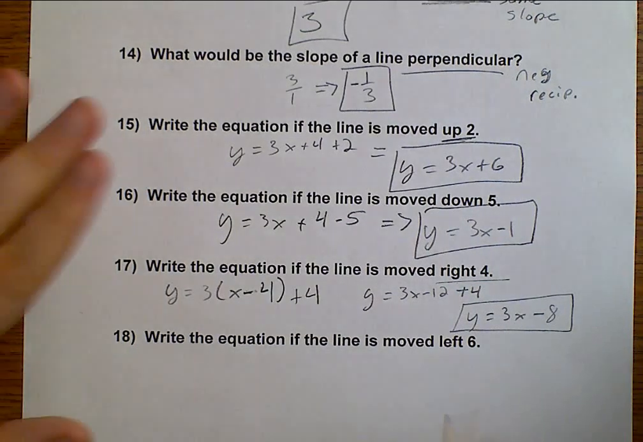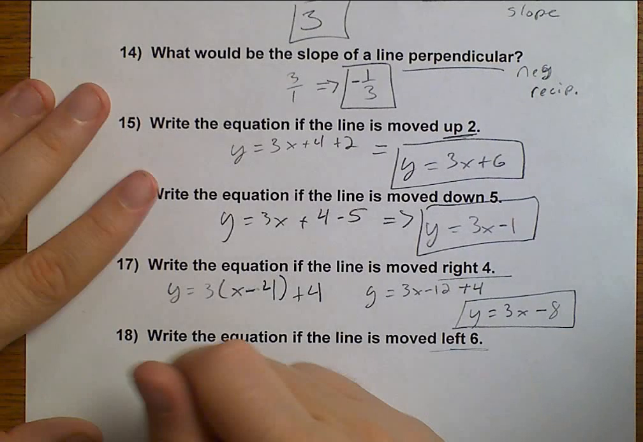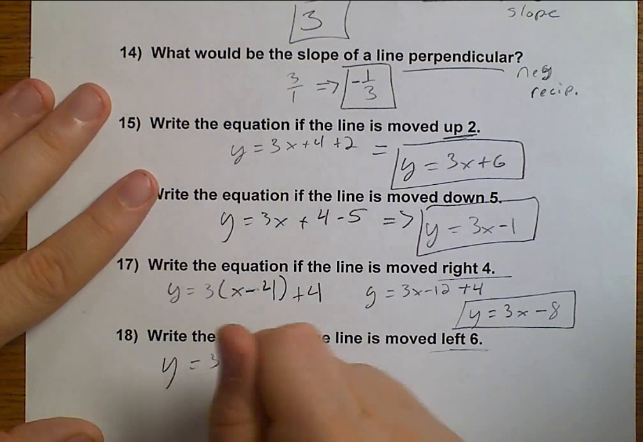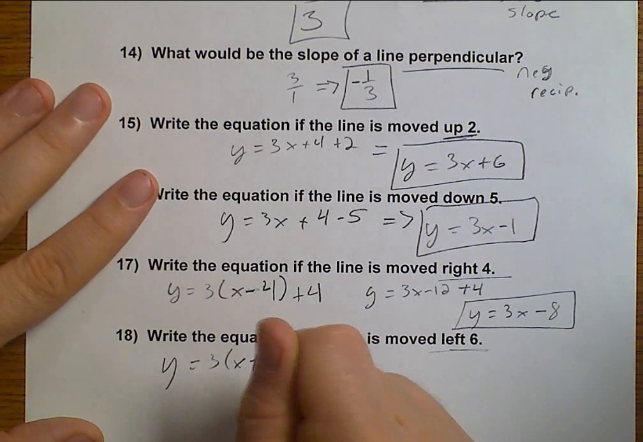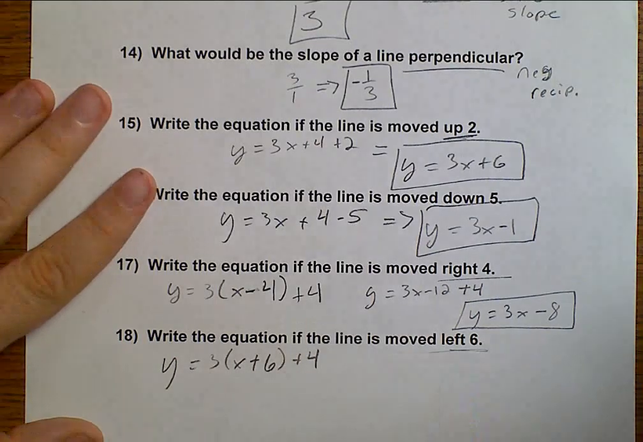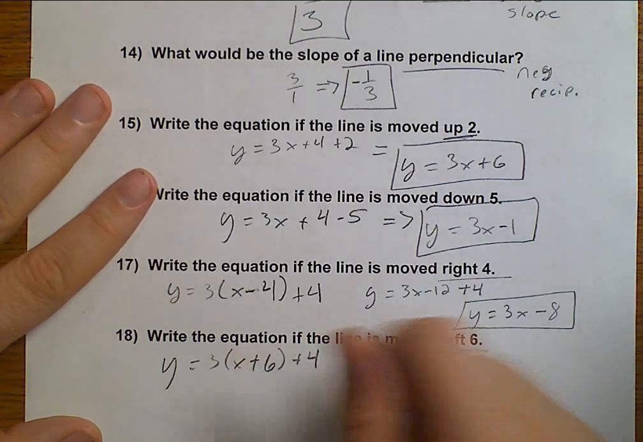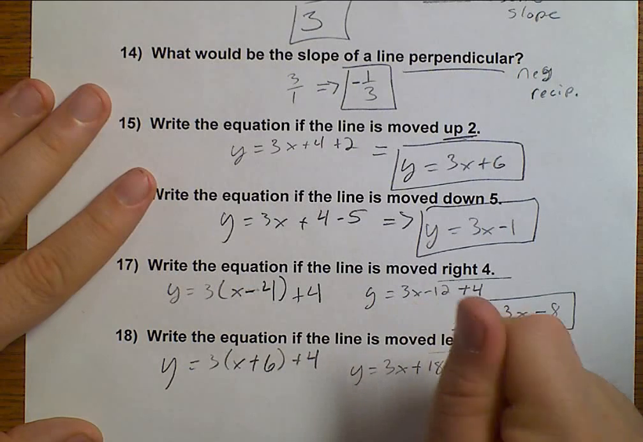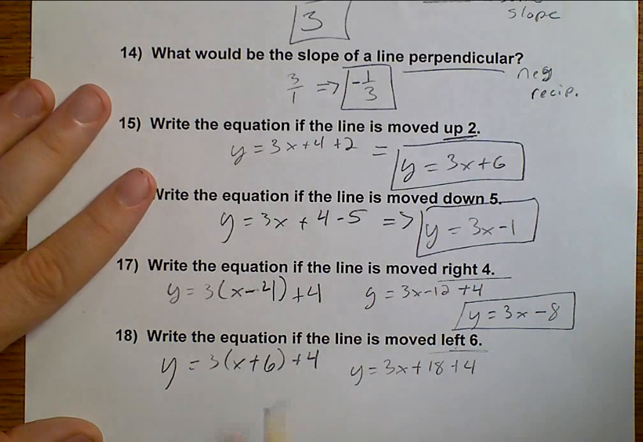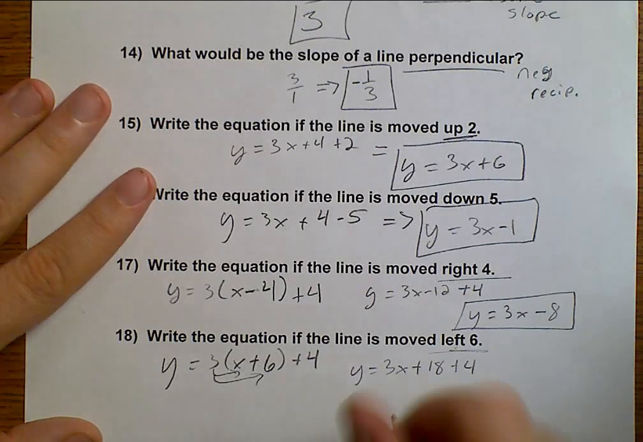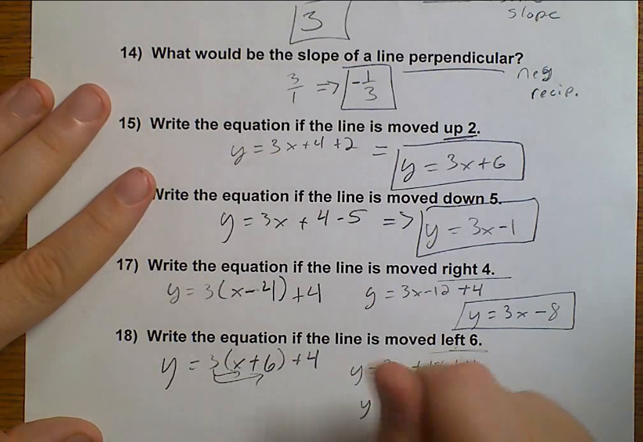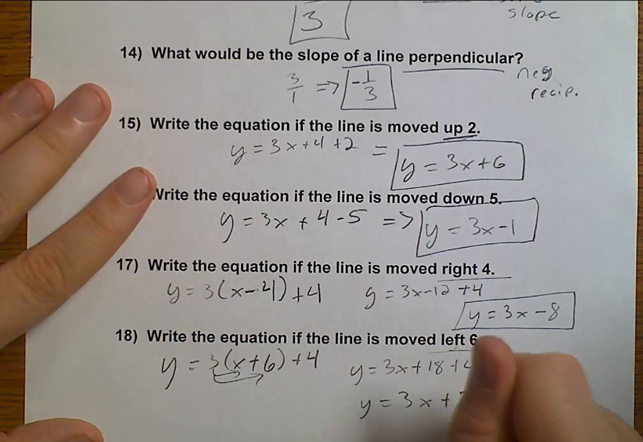And if we move it left 6, y equals 3 times x plus 6, plus 4. Remember, it's backwards from how we think for right and left. So y equals 3x plus 18 plus 4 when we distribute that 3. Combine like terms, y equals 3x plus 22.